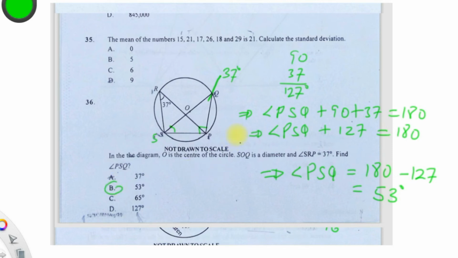So friends and students, I think you are enjoying. It's not difficult at all. As I said, you should be able to know what each theorem states, you should be able to identify it, and you should be able to apply it to the question given to you. If you do that, you'll be able to get all the questions correct.